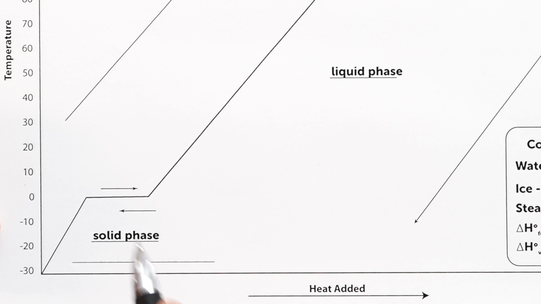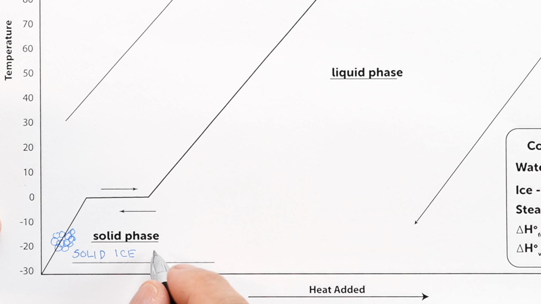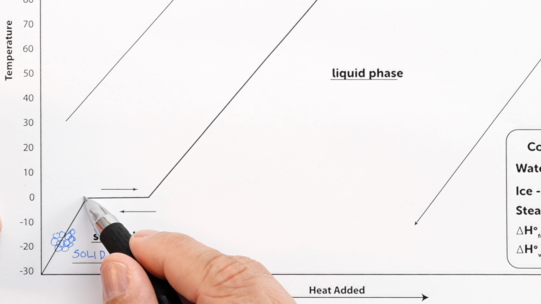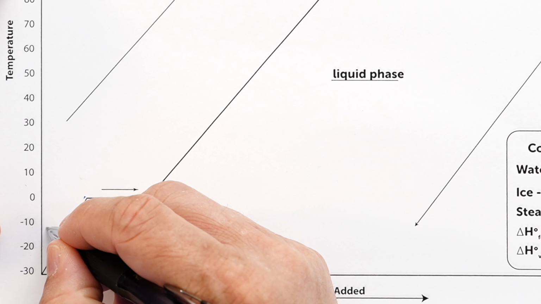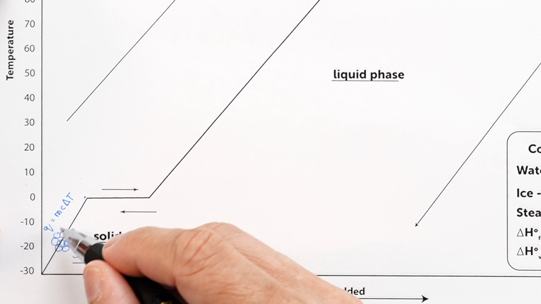So this is solid ice, and I'm just going to represent that with a bunch of ice cubes, if you will. That is solid ice, and I'm going to write that over here as solid ice. And that is the solid phase. So therefore this is water, H2O(s), meaning it is solid. In this area, as you add heat, you are going to be changing the temperature. So right in here, we're going to write the formula for enthalpy: Q is equal to mc delta T. That is occurring in this area.